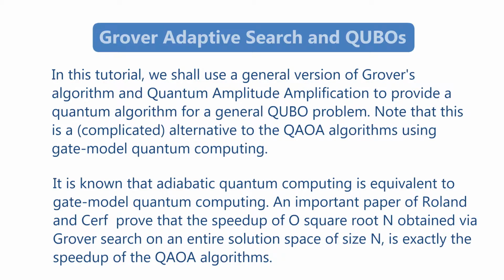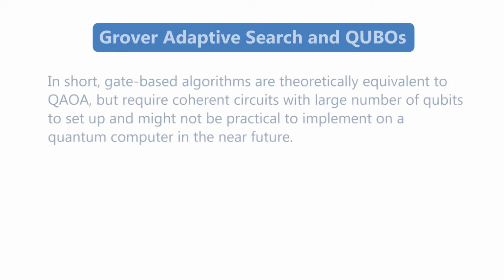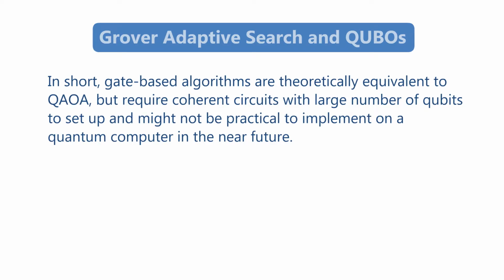An important paper of Roland and Cerf proved that the speedup of O(√n), obtained via Grover search on an entire solution space of size n, is exactly the speedup of the QAOA algorithms. In short, gate-based algorithms are theoretically equivalent to QAOA, but require coherent circuits with a large number of qubits to set up and might not be practical to implement on a quantum computer in the near future.